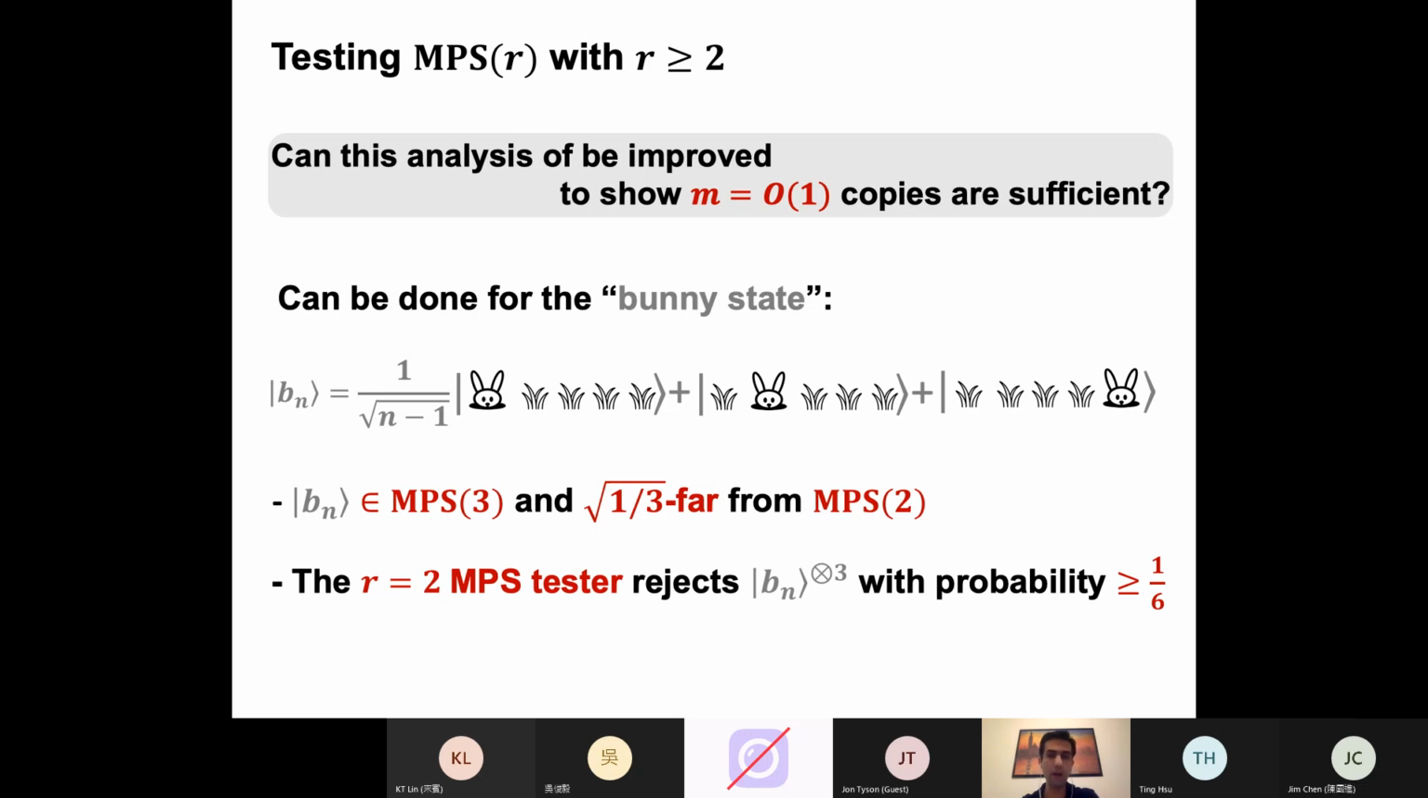So since this state is far from MPS 2, if we run the R equals 2 MPS tester, it should reject it with high probability. And the question is, how many copies of the bunny state do we need for this? So it turns out we can actually adapt an inductive proof strategy similar to what we have for our product testing, which I discussed earlier, to show that if the R equals 2 MPS tester is run on 3 copies of this state, it rejects with probability at least 1/6.